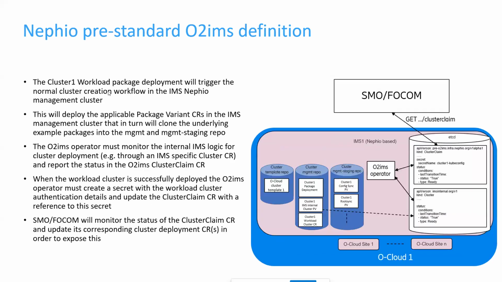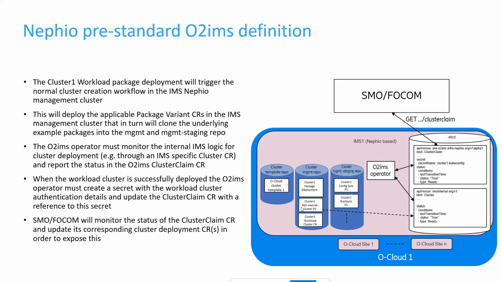So the way I saw it, once you have created this cluster one workload package, this package deployment in the cluster management repo, then the workflow will look very much like it does today in R1, R2. When you deploy a cluster, you have these package variant CRs in the cluster package. They will themselves be created as CRs, and they will then clone the underlying example packages.